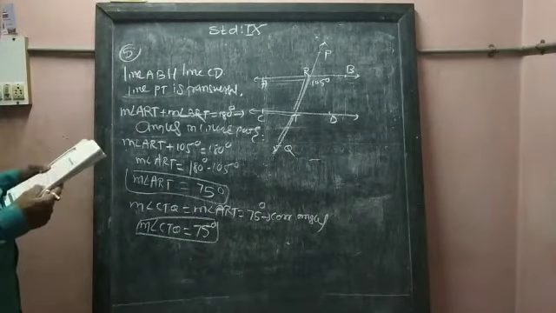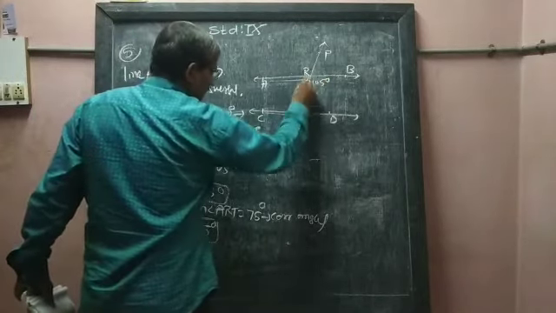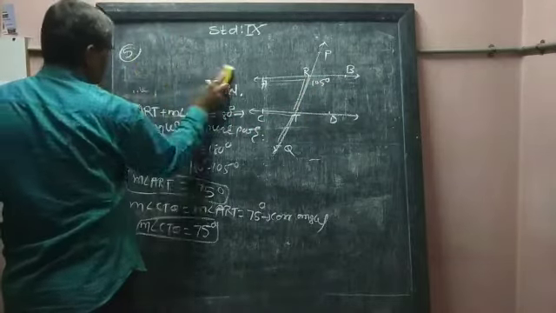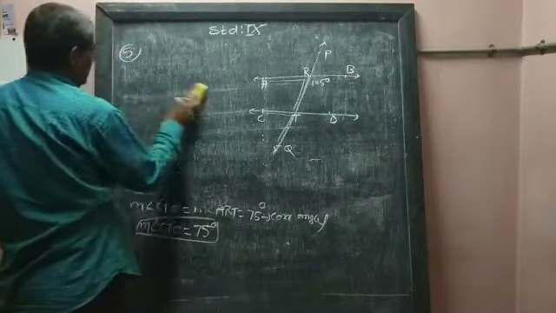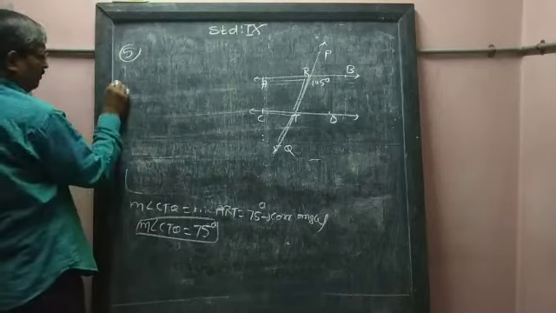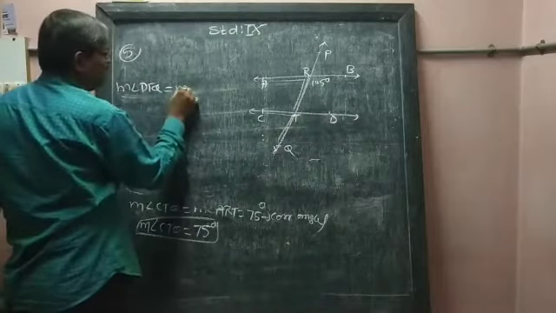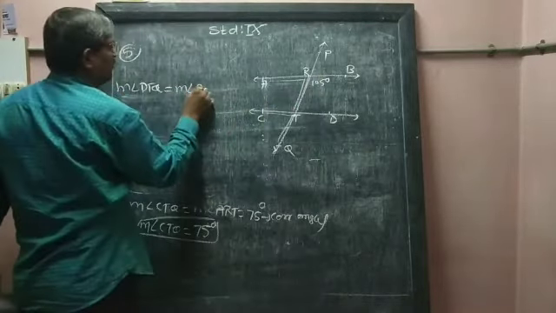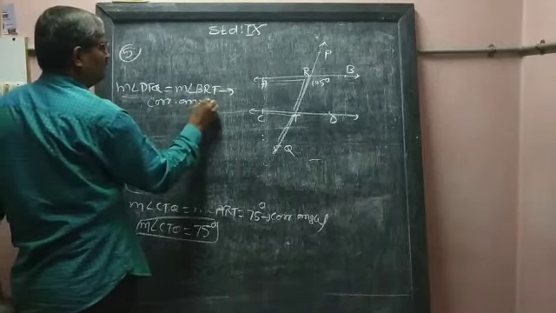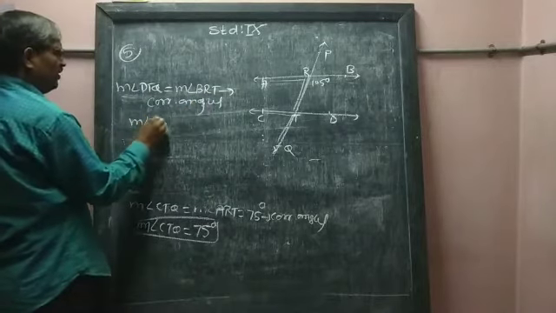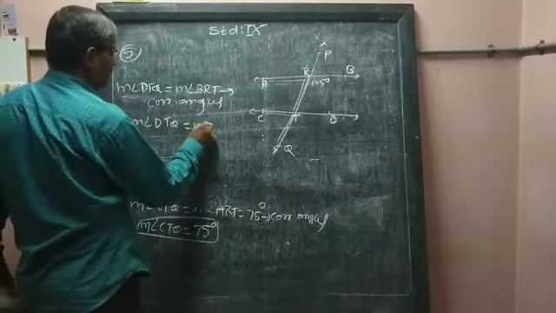Understand? Now next one, what is asked? DTQ is asked. Same way as BRT, similarly we can write here, and the answer will become very fast. Measure of angle DTQ is equal to measure of angle BRT. What is the reason? Corresponding angles. Therefore, measure of angle DTQ is equal to 105 degree.